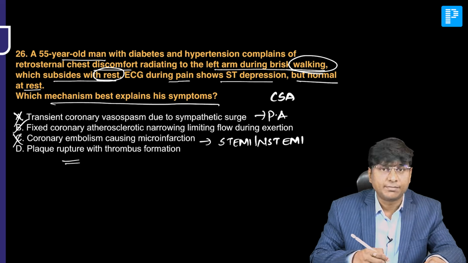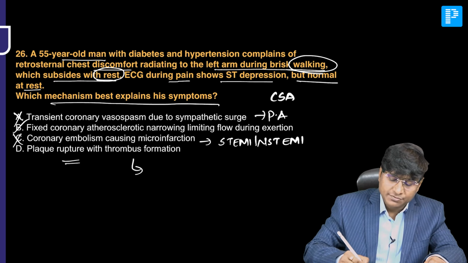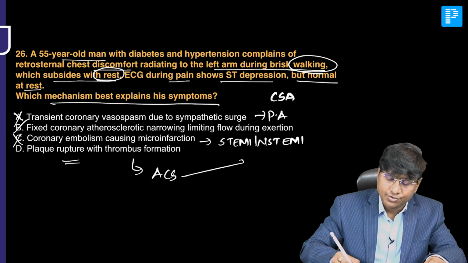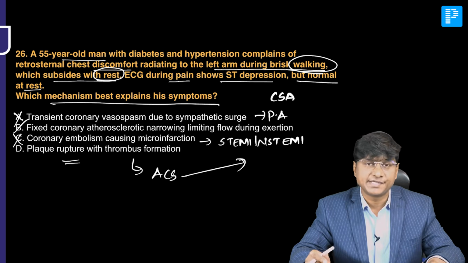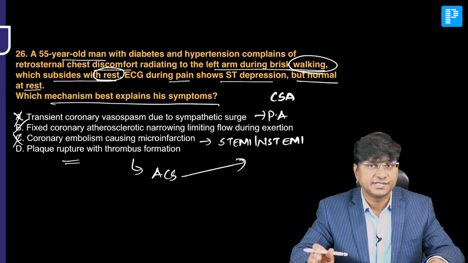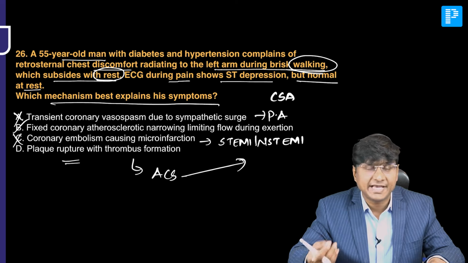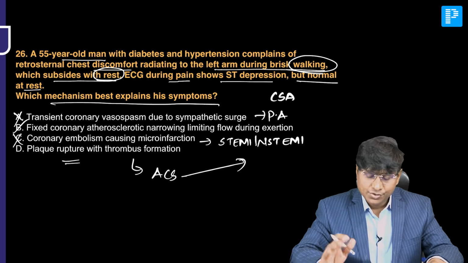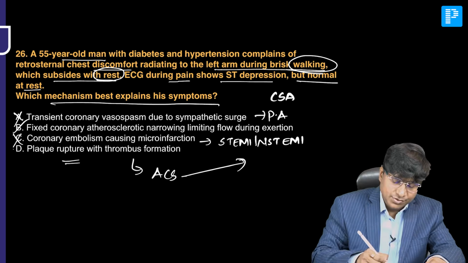Plaque rupture with thrombus formation is a feature of acute coronary syndrome, and acute coronary syndrome comprises unstable angina, STEMI, and NSTEMI, where the patients will also have angina even at rest. So that will rule out your fourth option as well. So the correct answer is what?